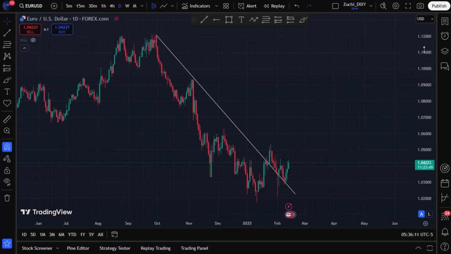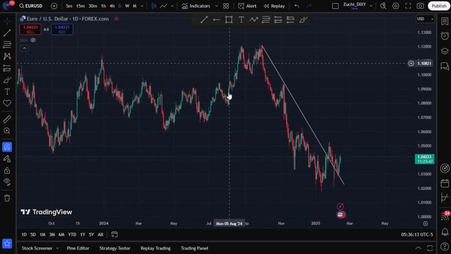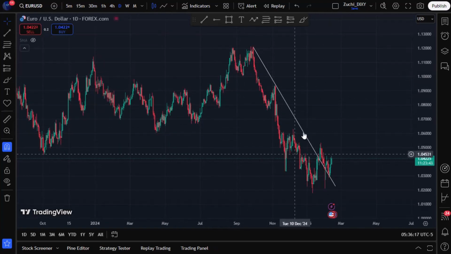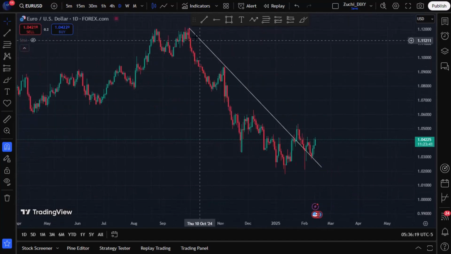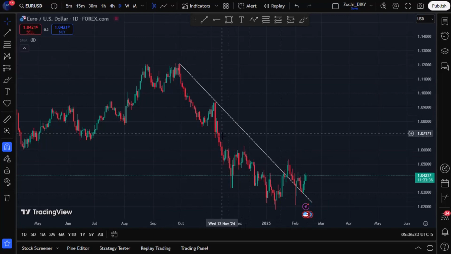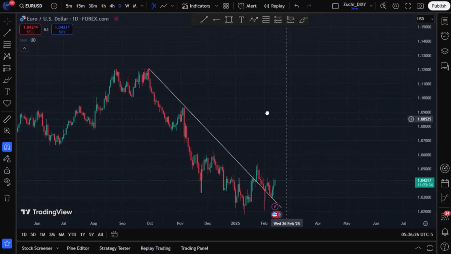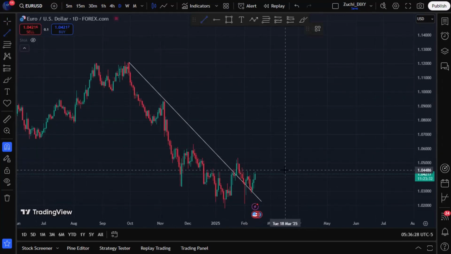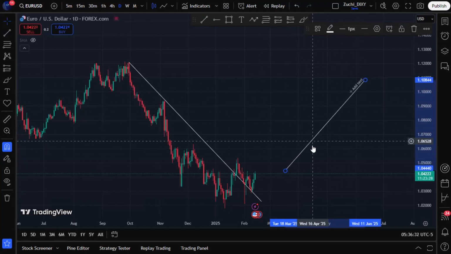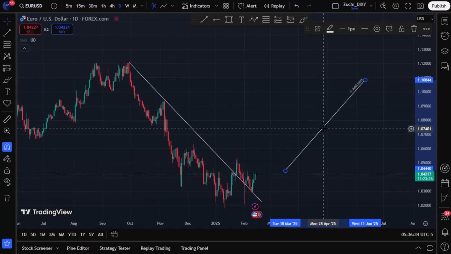Why? Because we know that in looking at market structure, if we are seeing lower highs, it is telling us that the market structure is bearish. And this trend line is also telling us that this line is facing downwards, which is telling us that the trend is bearish. Now, in a case where we see the line slightly going up like this, it will tell us that that particular currency pair is bullish.